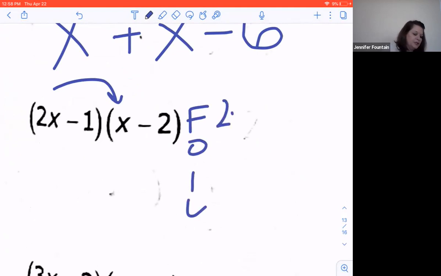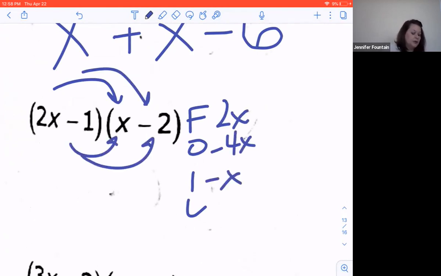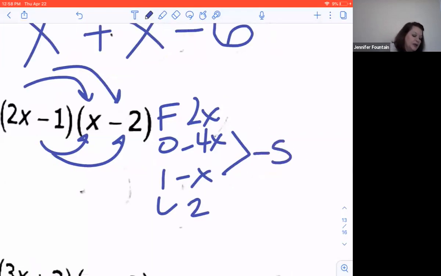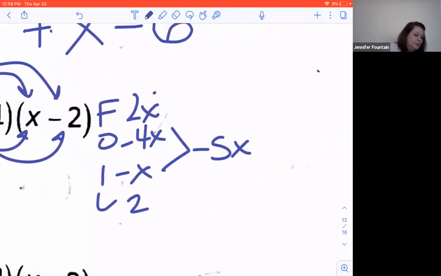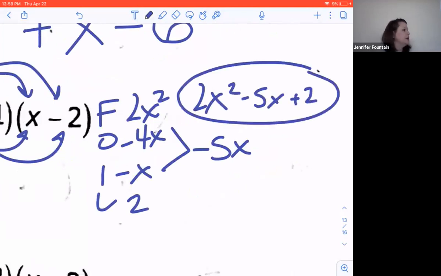So 2 times x is 2x. 2 times -2 is going to be -4x. -1 times x will be -x, and then -1 times -2 is a +2. Now notice when I combine my middle ones here, -4x and -x will be -5x. Oh, and I forgot my square there. So 2x squared minus 5x plus 2 is my answer on that one.